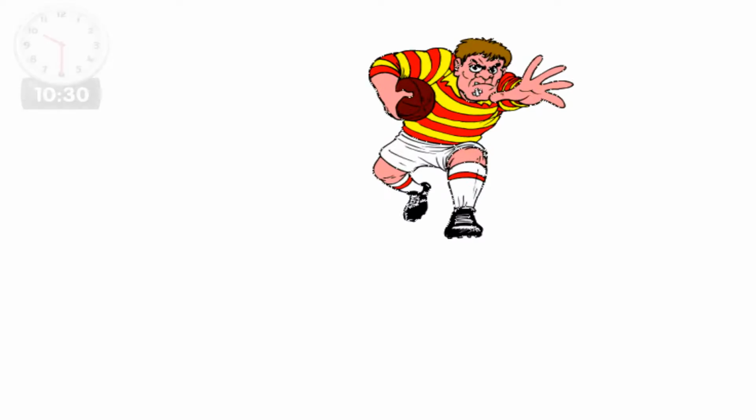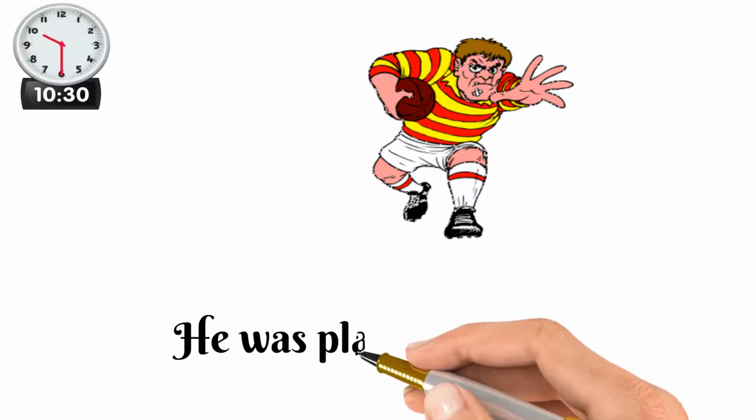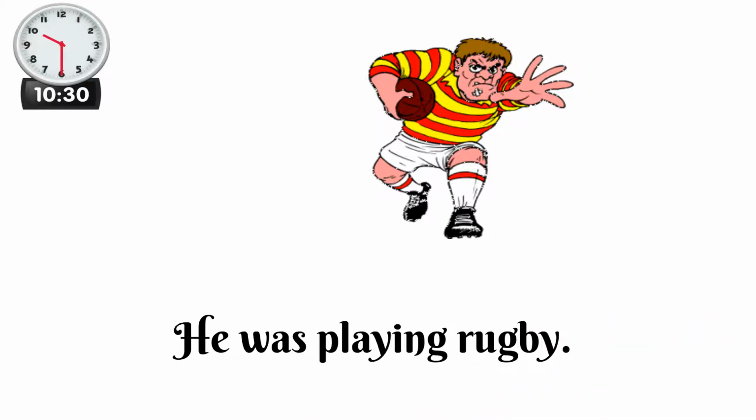In this first example, what was the man doing yesterday at 10:30? He was playing rugby. So, where is the past continuous in this sentence? Was playing. So, how do we form the past continuous? Simply, we conjugate the verb to be in simple past and we add ing to the verb.